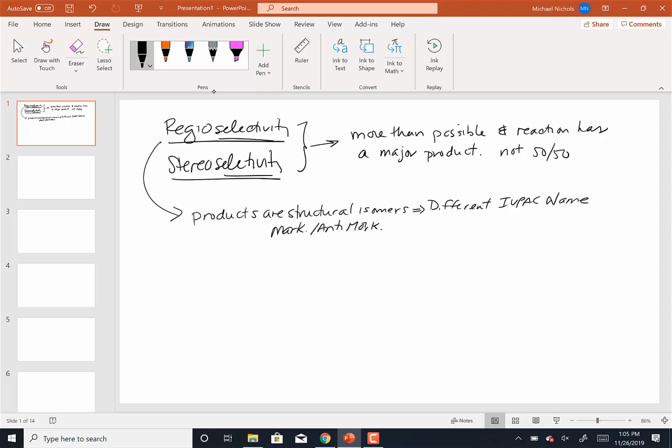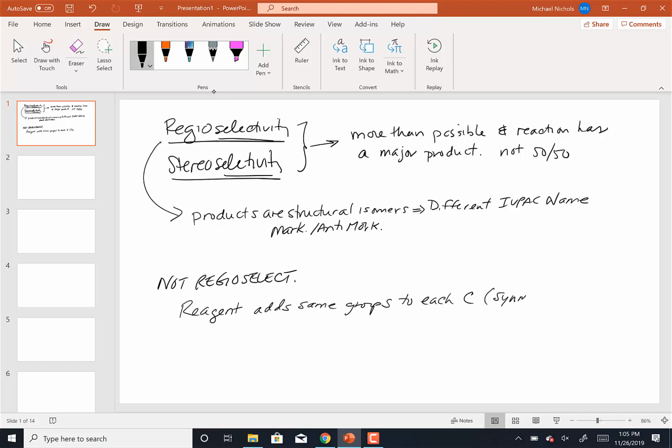Okay, so I'll just define regio and then we'll come back to stereoselectivity. So when is the reaction not going to be regioselective? You're not going to be regioselective when the reagent basically adds the same groups to each carbon. That's what I call a symmetrical reagent, or a symmetric reagent is what it should be called.